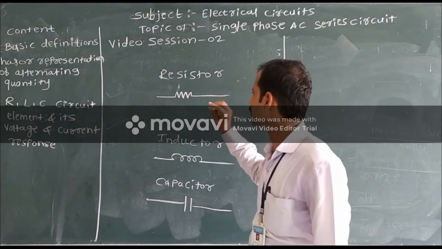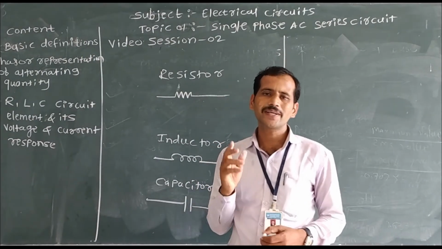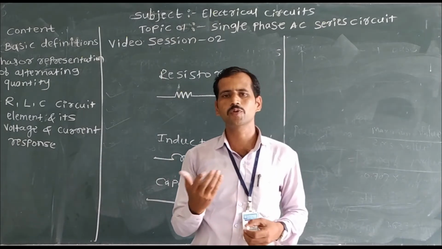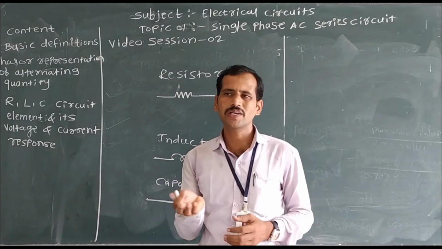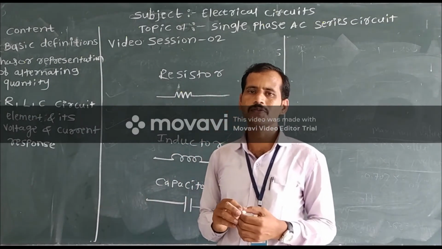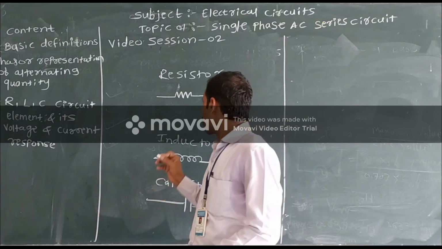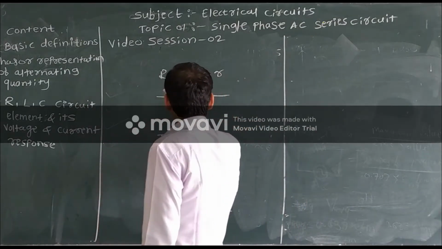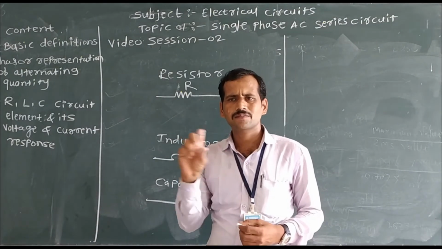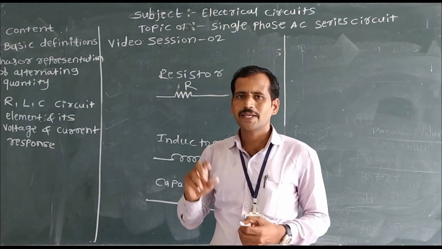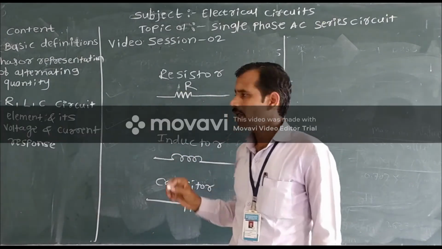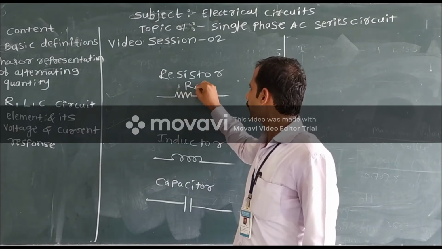What is meant by resistor? A resistor is nothing but a device which will produce heat. It is a device which converts electrical energy into heat energy. That is known as a resistor. Simply we can say it is a conductor, I am taking simply one conductor. Next we will see resistance R.